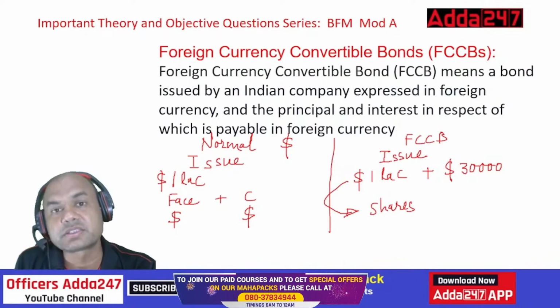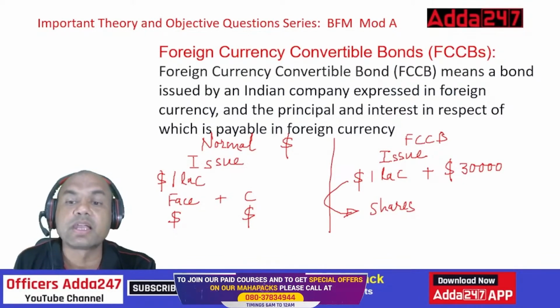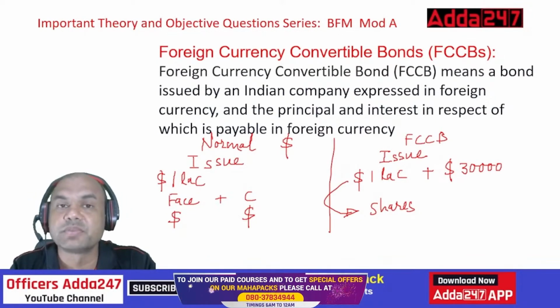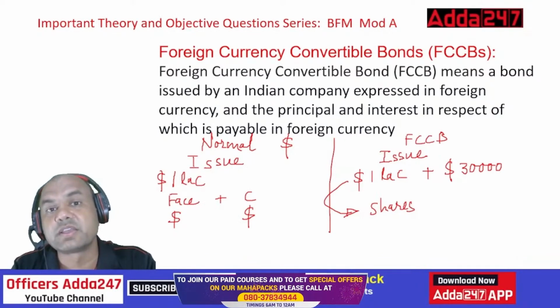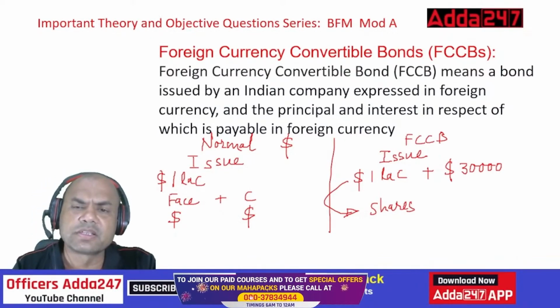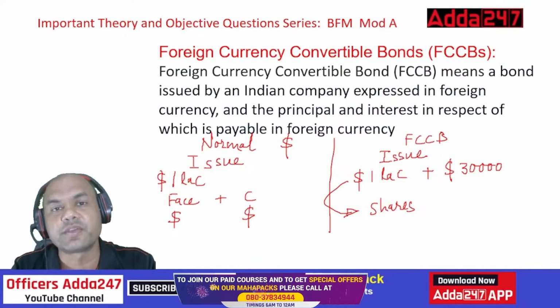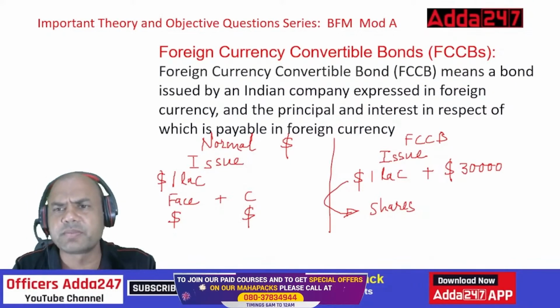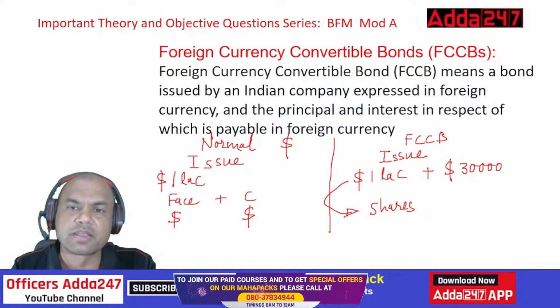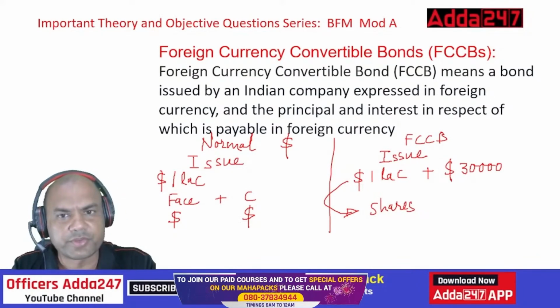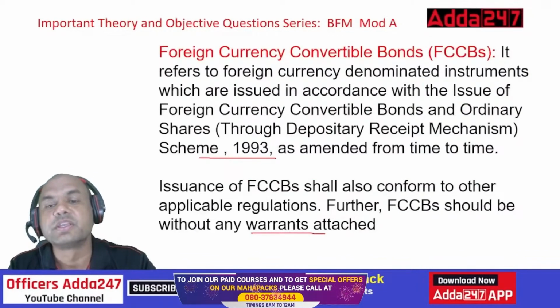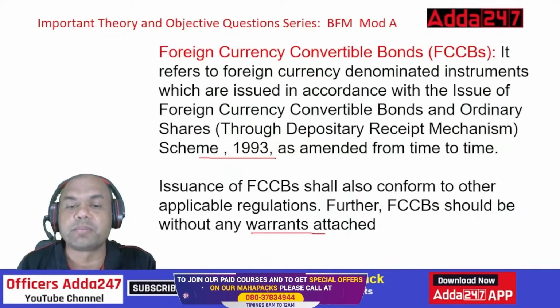But any customer will buy an FCCB, or get it converted to shares, when your brand name is good. Suppose you are Reliance, Tata, Adani, Wipro, all these names, then the customer readily agrees to the FCCB bond. But if you're a small company with a bad reputation, or even a big company with a bad reputation, in that case FCCBs won't work. So issuance of FCCBs also has to conform to applicable regulations.